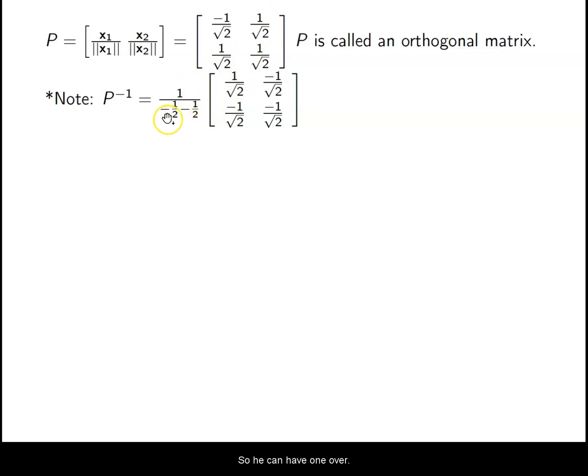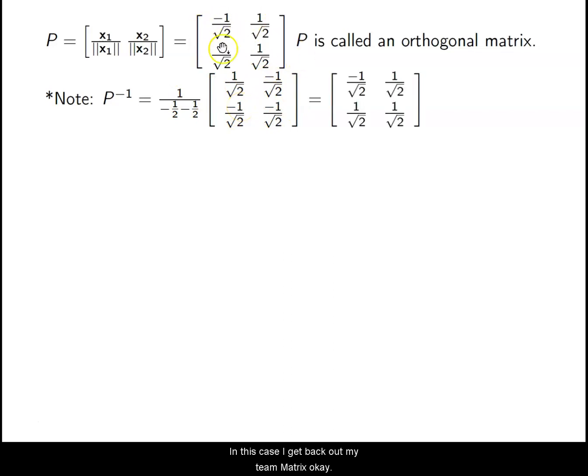So here I'm going to have 1 over this, which is going to give me a -1, so this will be -1, and then you flip this diagonal, right? These switch places, and then the non-main diagonal, the entries switch signs, okay? So this is going to be P inverse. If all I'm doing is multiplying everything by -1, in this case, I get back out my P matrix, okay? Now that's not always going to happen, but what is going to happen is that you will get out P transpose. So if you have an orthogonal matrix, the inverse of that orthogonal matrix is going to be equal to the transpose.